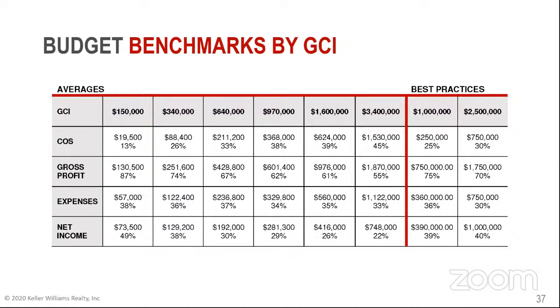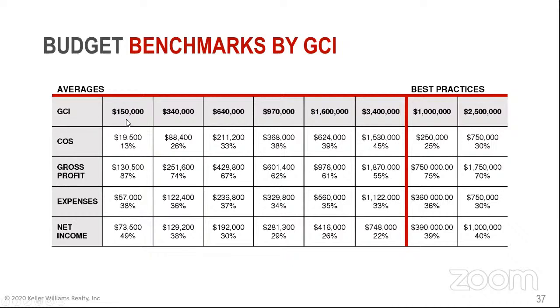And as your business grows from one level of revenue or one level of GCI to the next, you're going to experience varying costs and percentages for the various expense details within your budget. So example, if you are a newer agent and you're just getting into production, or you are in your first or second year and you haven't made $100,000 yet in gross commission income, that's fine. These are the numbers that you're going to strive for.